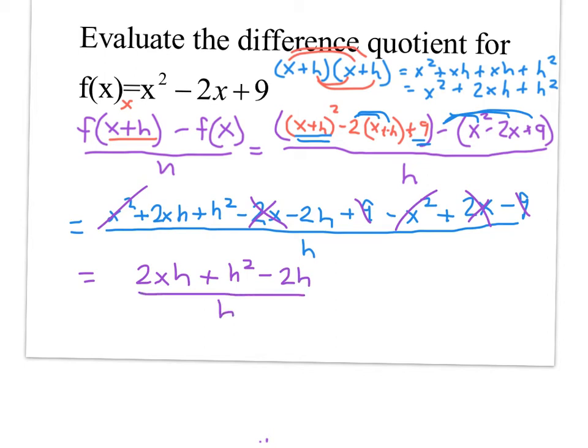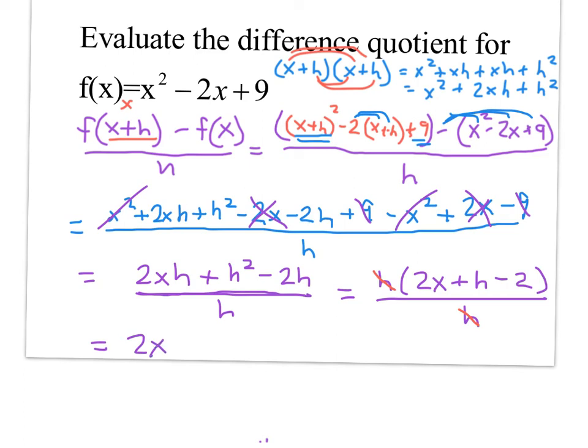I notice there's an h in common. A lot of times I'll see people try to cancel, which is inappropriate because the main operation is division, and division cannot cancel into addition or subtraction. So instead I need to think about factoring. I'm going to pull out a common h on the top, and I'll have 2x plus h minus 2. And in the denominator I have an h. Now the main operation is division and multiplication, so I can cancel that common factor of h and leave simply 2x plus h minus 2.